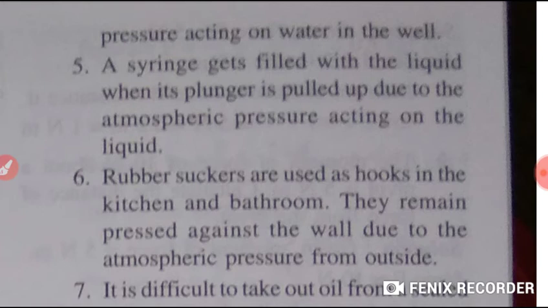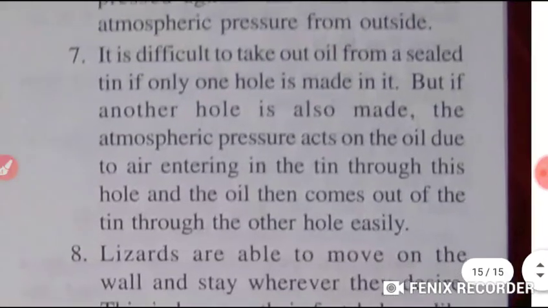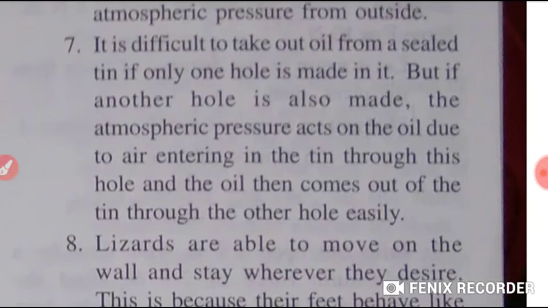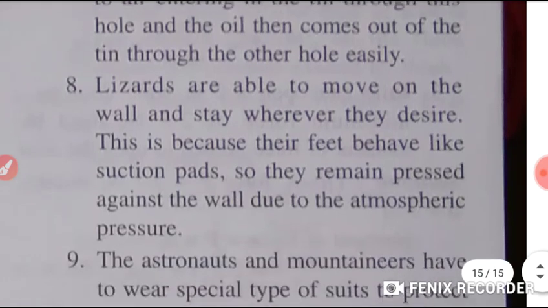Rubber suckers are used as hooks in the kitchen and bathrooms. They remain pressed against the wall due to the atmospheric pressure from outside. Students, it is difficult to take out oil from a sealed tin if only one hole is made in it. But if another hole is also made, the atmospheric pressure acts on the oil due to air entering in the tin through this hole, and the oil then comes out of the tin through the other hole easily.